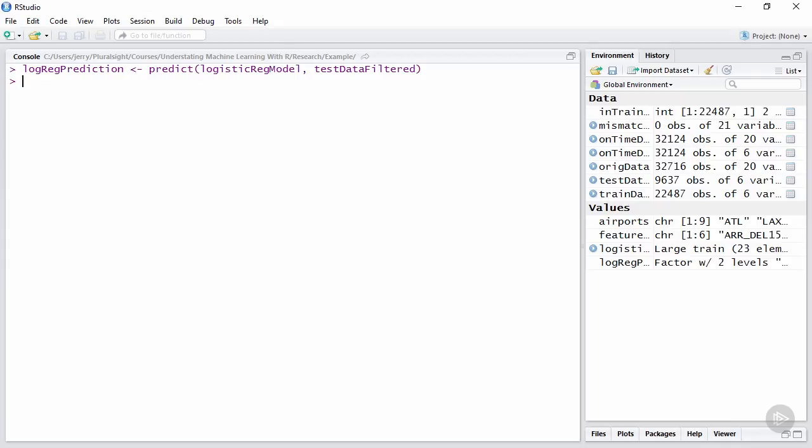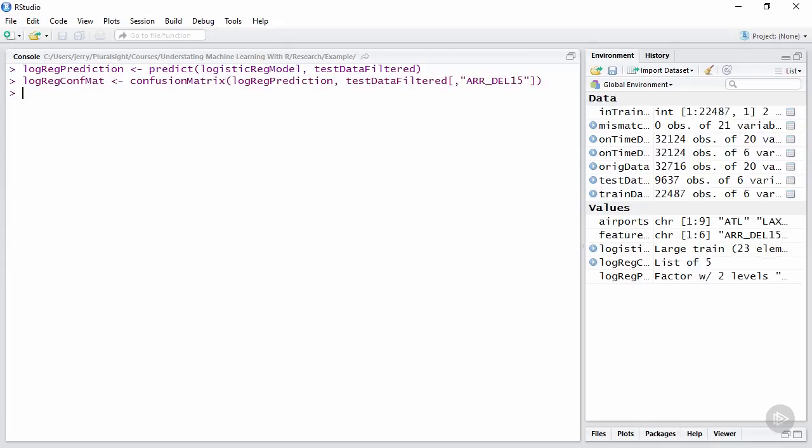To make it easier to evaluate the model's performance, we use Caret's interestingly named confusion matrix function. We pass to the function the prediction object and the column we are predicting. The confusion matrix provides us with groups of performance statistics about the model's predictive capabilities.